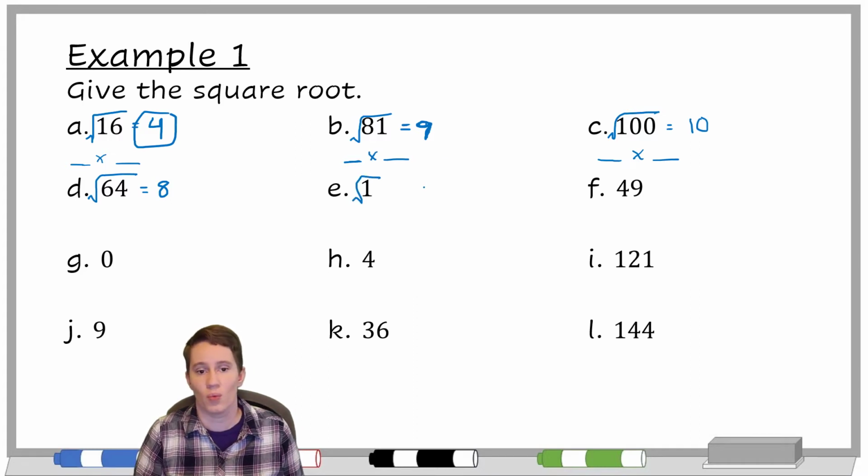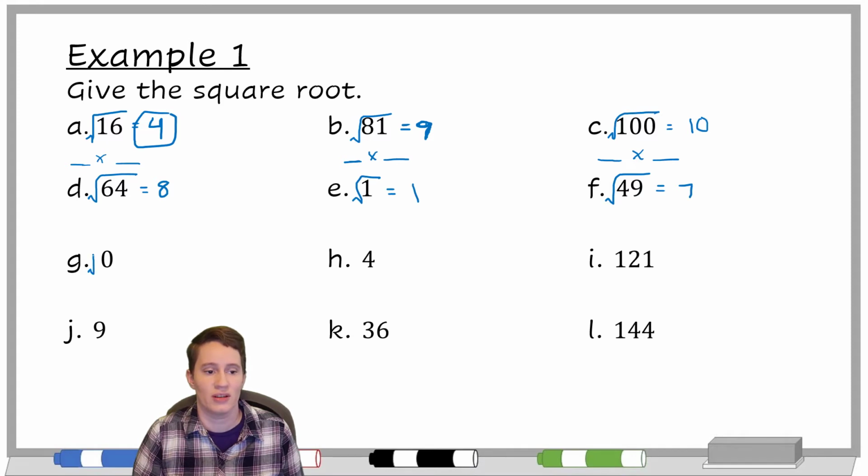Square root of 1. What times what gives you 1? There's only one option here, 1 times 1. So our answer is 1. Square root of 49. If you don't know this one off the top of your head, this is a not familiar enough with multiplication tables issue. So square root of 49 is 7.